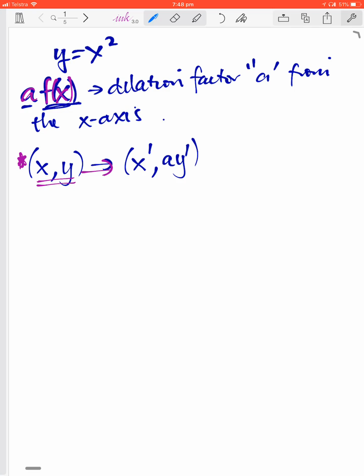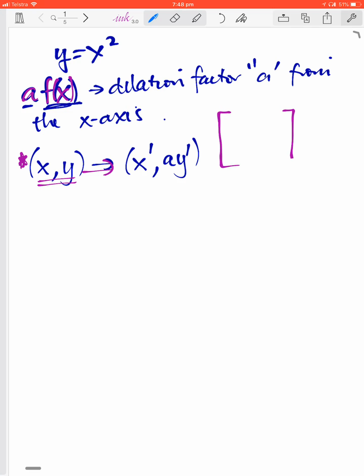Now, in terms of a matrix, if we want to dilate by factor a from the x-axis, your matrix is x, y. This stays the same because this affects y values. And then this value down here, that would be a, that affects y values. Now I'll tell you why this occurs.